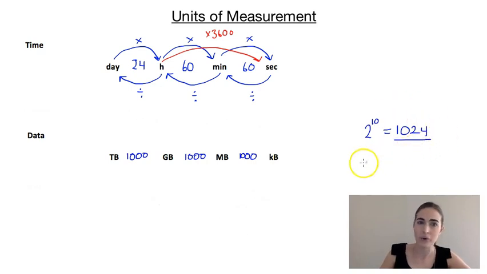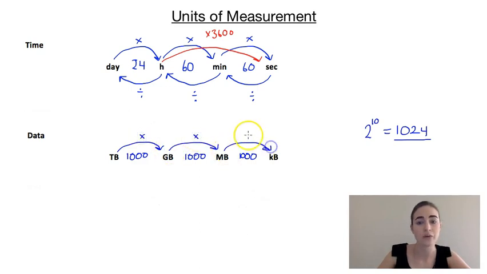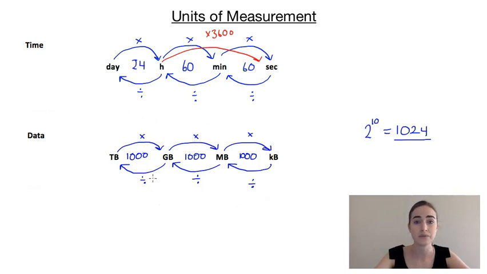1,024 is slightly more accurate in certain situations, but for now we're just going to use 1,000 for all of those. So same pattern holds. We're multiplying when we're going from a big unit to a smaller unit, and we're dividing when we're going from a smaller unit into a bigger unit. All right, so let's have a look at a few examples.